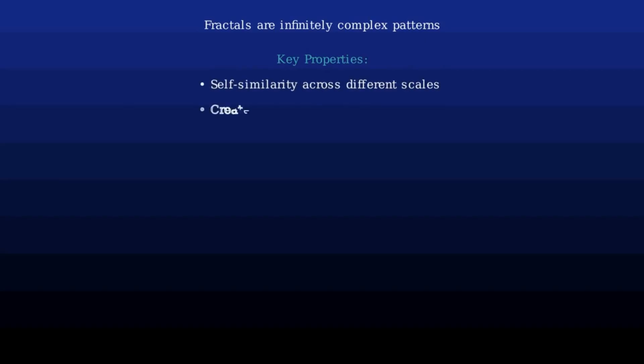Welcome to our exploration of fractals, mathematical shapes that reveal infinite complexity. Fractals are infinitely complex patterns that exhibit self-similarity across different scales. They have several key properties.